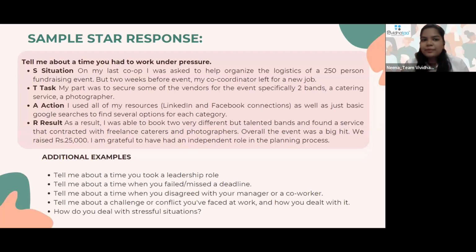Now, other examples of such behavioral questions can be: tell me about a time you took a leadership role. They can also ask, tell me about a time you failed at a task, missed a deadline, or disagreed with your manager or a co-worker. Tell me about a conflict you faced at work and how you dealt with it, or how you worked in stressful situations.